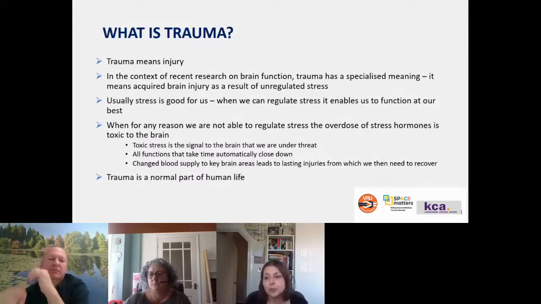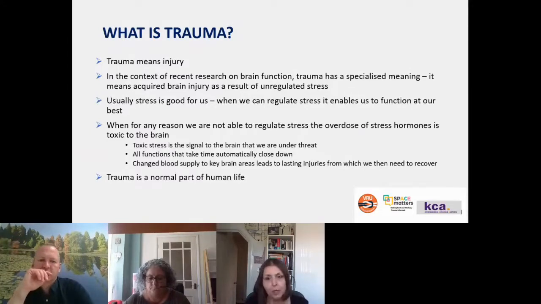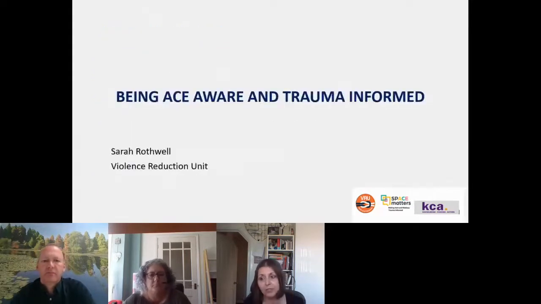It actually puts you in stress mode all the time, unregulated stress, and that impacts on the way we function. I think most of us have been in a stressful situation where you can't focus on anything because it's just overwhelming. Whilst it's part of normal life, when it becomes overloaded, it puts the brain into survival mode and not in functioning mode. And that really is at the heart of trauma-informed practice. So I'm now going to hand over to Sara, who's going to take you forward into that arena.